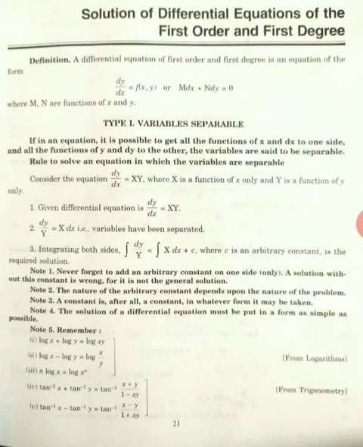The differential equation of first order and first degree is an equation of the form dy by dx is equal to f of x y, or M dx plus N dy equal to 0, where M and N are functions of x and y. That means the differential equation of first order and first degree has a standard form, dy by dx equal to f of x y, otherwise M dx plus N dy equal to 0. So that is the standard form of the first order and first degree differential equation.